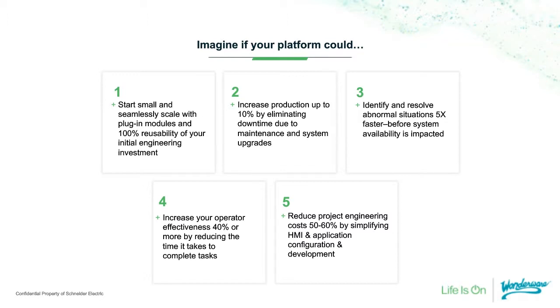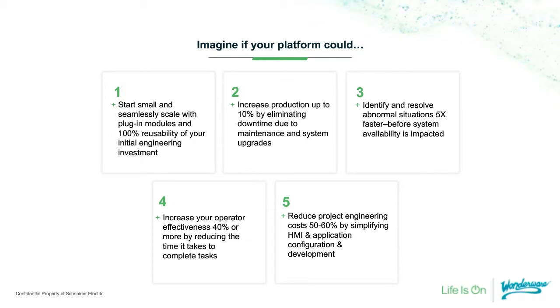Identifying and resolving abnormal situations up to 5 times faster before system availability is impacted. And how do we make sure that the information being presented to the operators is of utmost importance and allows them to make the proper decisions to avoid abnormal situations in their processes? How do we make it easier for our operators to achieve effectiveness as much as 40% more by reducing the time it takes to complete the tasks inside of their systems, as well as reducing project engineering costs by as much as 40 to 60%, by simplifying the HMI application and configuration, as well as development.